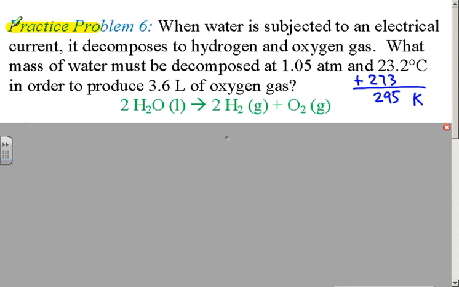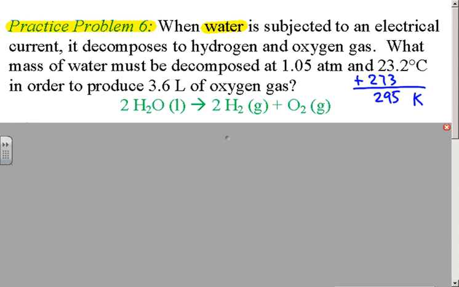Okay, let me walk you through practice problem 6 right here. Practice problem 6 is another gas stoichiometry problem. This one is kind of the opposite of the last one we did though. In this case, we're talking about water. When we run an electrical current through water, which sounds like a brilliant idea, doesn't it?